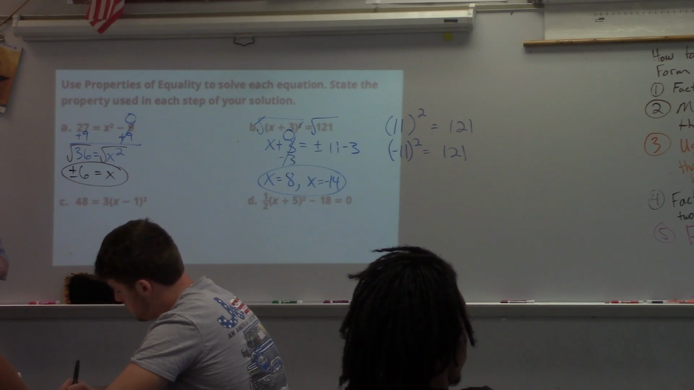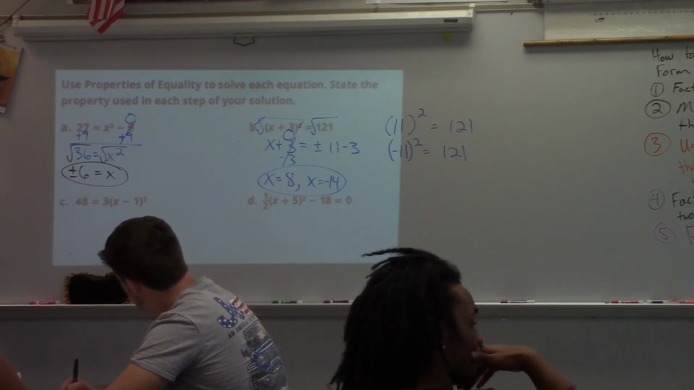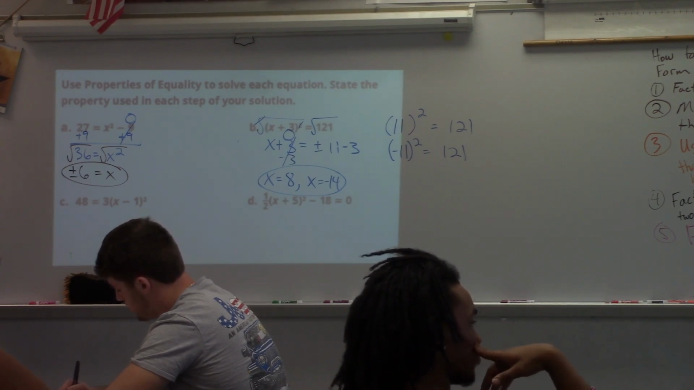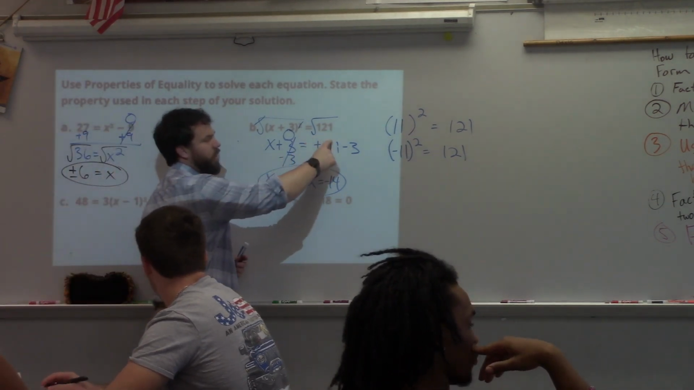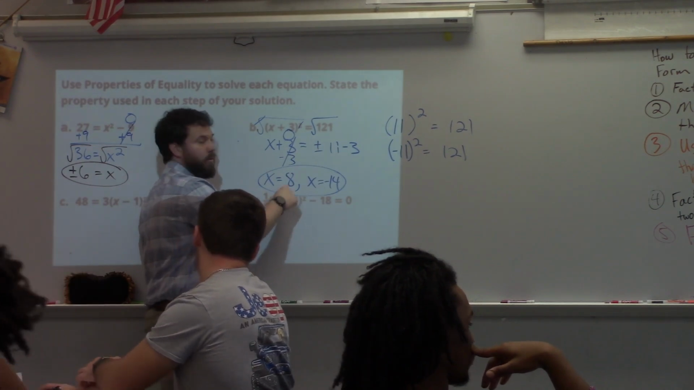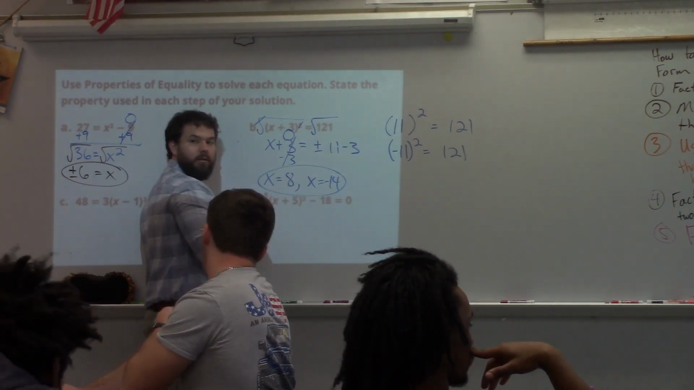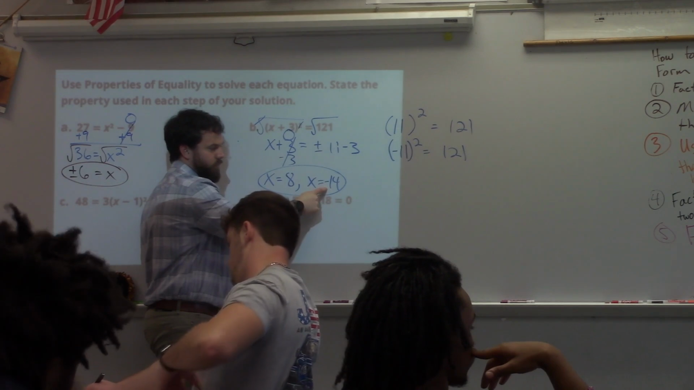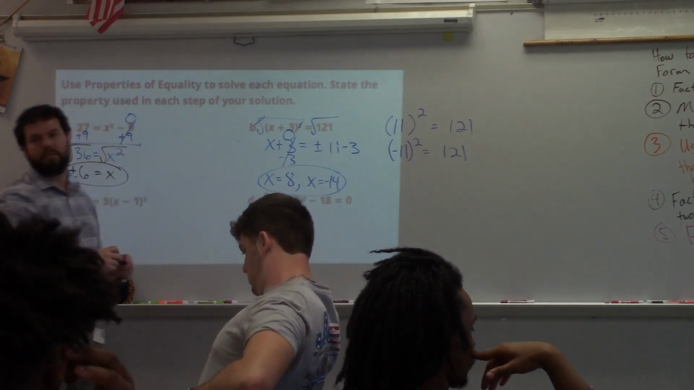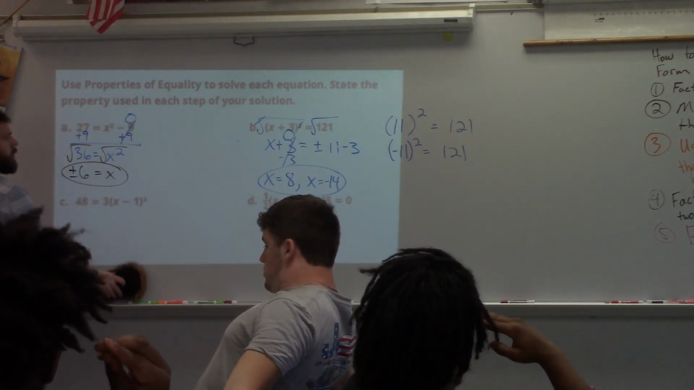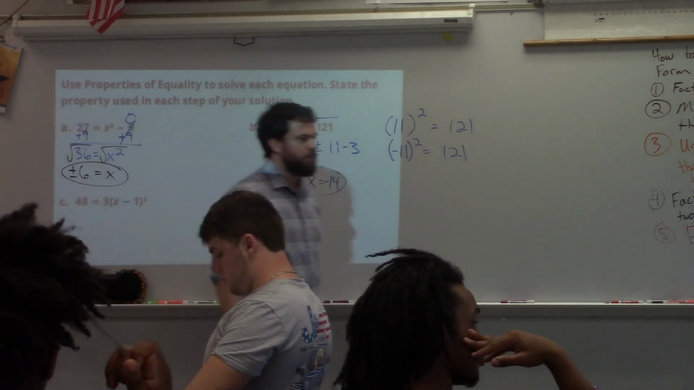Okay? Ireland, did I see your hand up? How you got negative 14? So remember, positive 11 minus 3 is 8. What's negative 11 minus 3? Oh, that's what. Right. Does that make sense now? Okay. So I'm just reading that equation as it is.